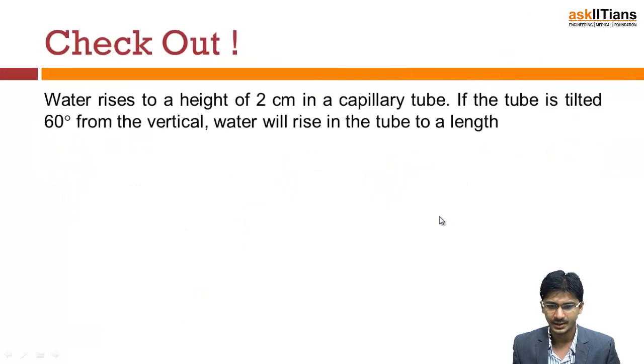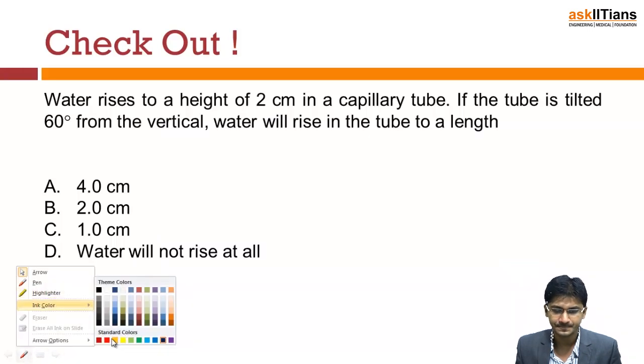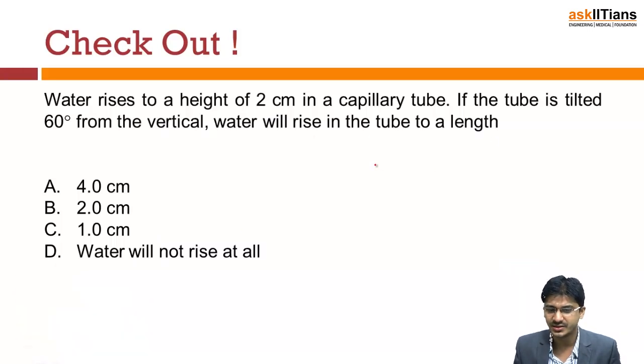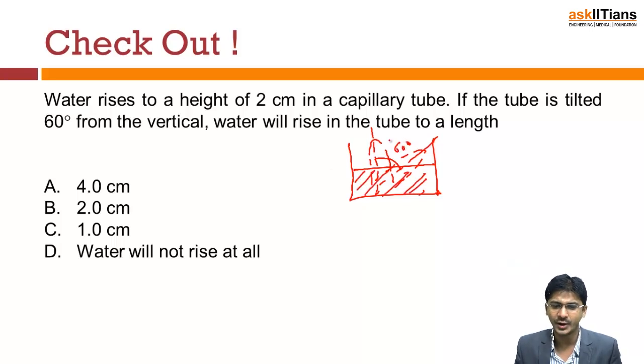Okay, let's see a question. Water rises to a height of 2 cm in a capillary. If the tube is tilted 60 degrees from the vertical, that means if you tilt it like this, this angle is 60. This is liquid. Water will rise in the tube to what length? Now what is the height to which this liquid will go up? It is given as 2 cm.